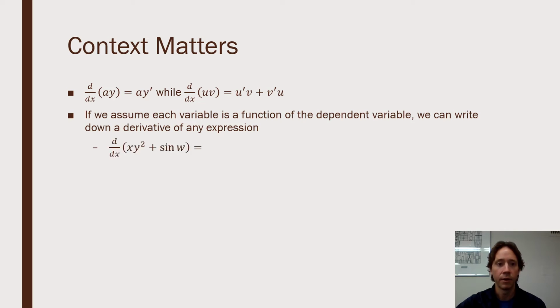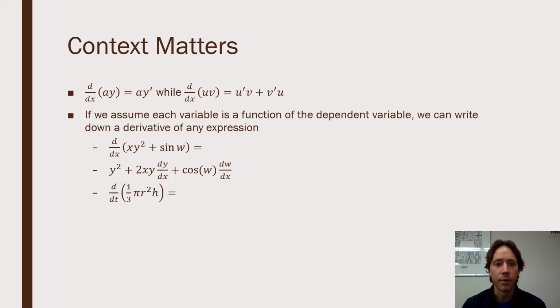So if I have x times y squared plus sine of w, well, the derivative of x times y squared using a product rule, it's y squared plus x times the derivative of y squared, and the derivative of y squared using a chain rule is 2y times y prime. Then the derivative of the sine term, again we'll use a chain rule, so it's cosine of w times the derivative of w.